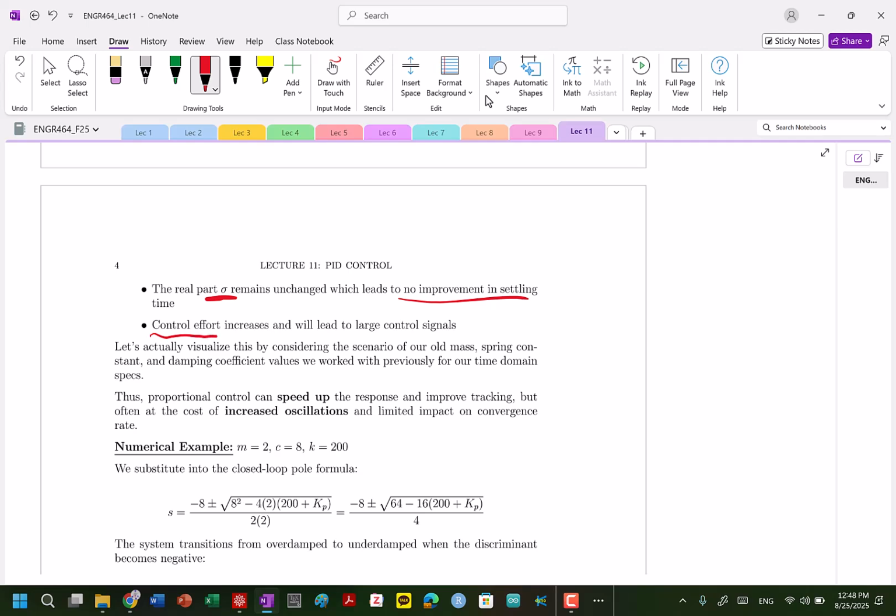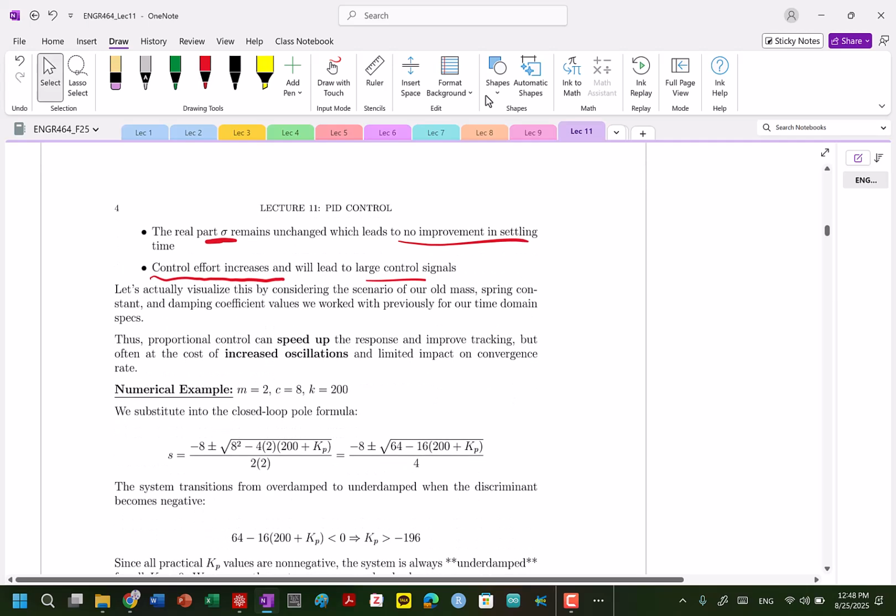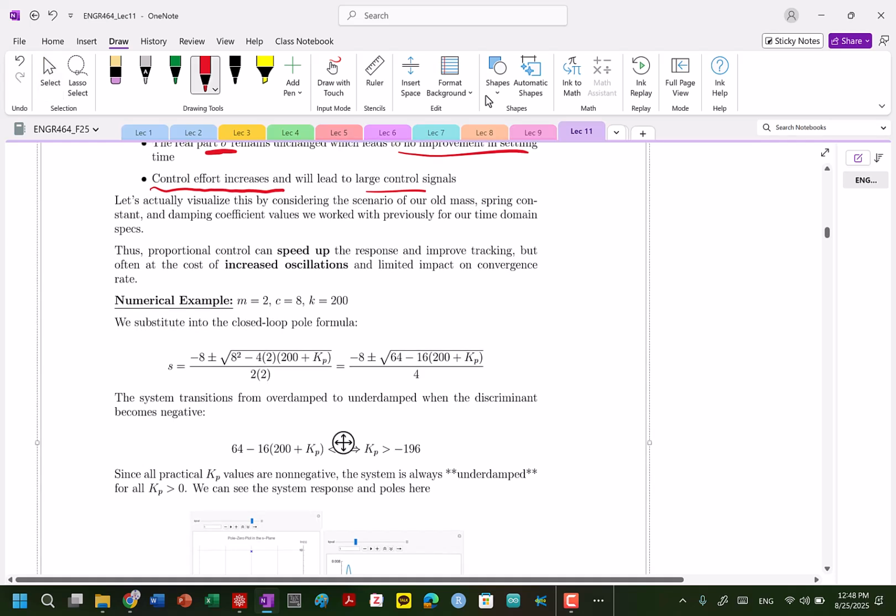If you increase KP, you will increase essentially the control effort and larger control signals. Proportional control will speed up the response, improve tracking, but increase oscillations, with limited impact on that rate.